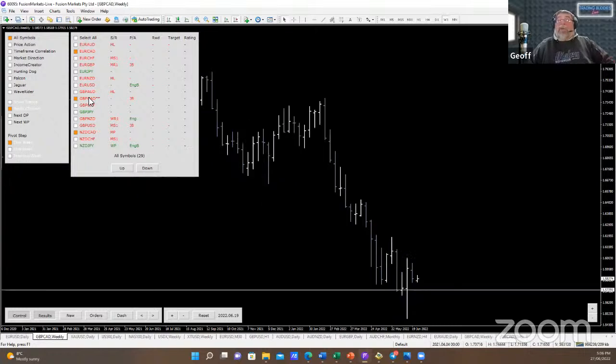Pound CAD is one of those little creatures that we look for all the time. And it is really a grand setup if you've got it into context. The context here, however, is poor.